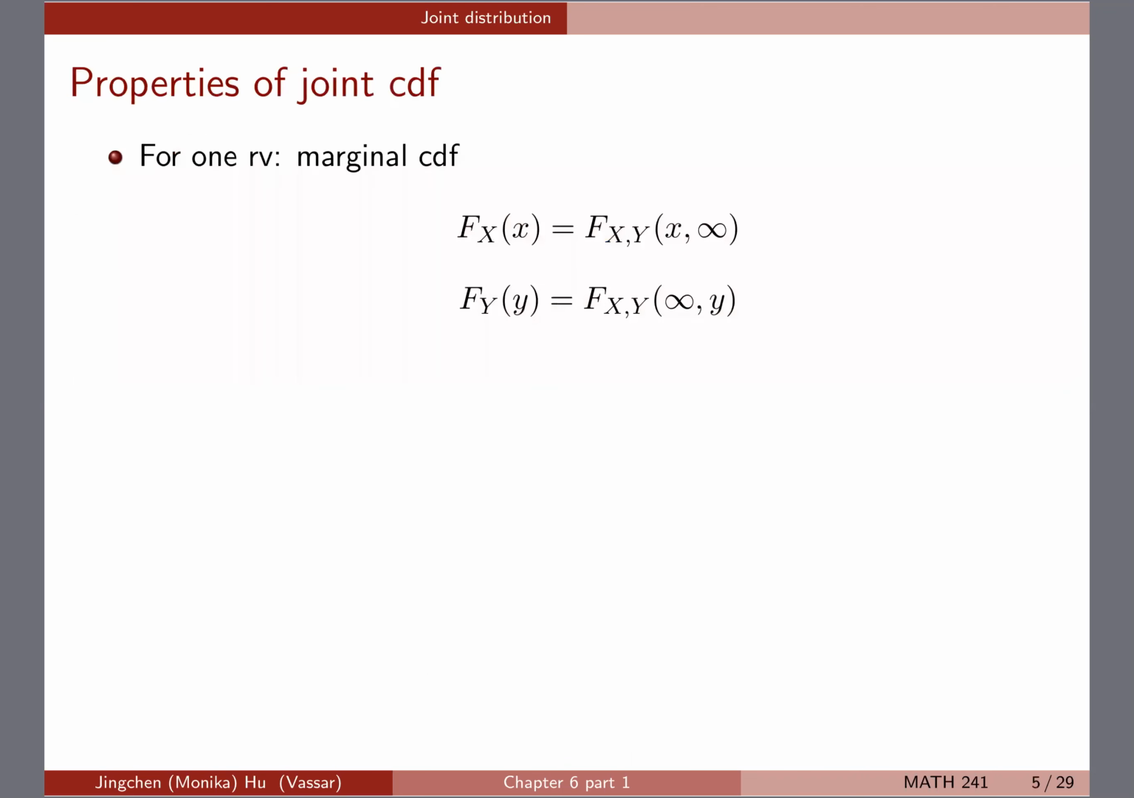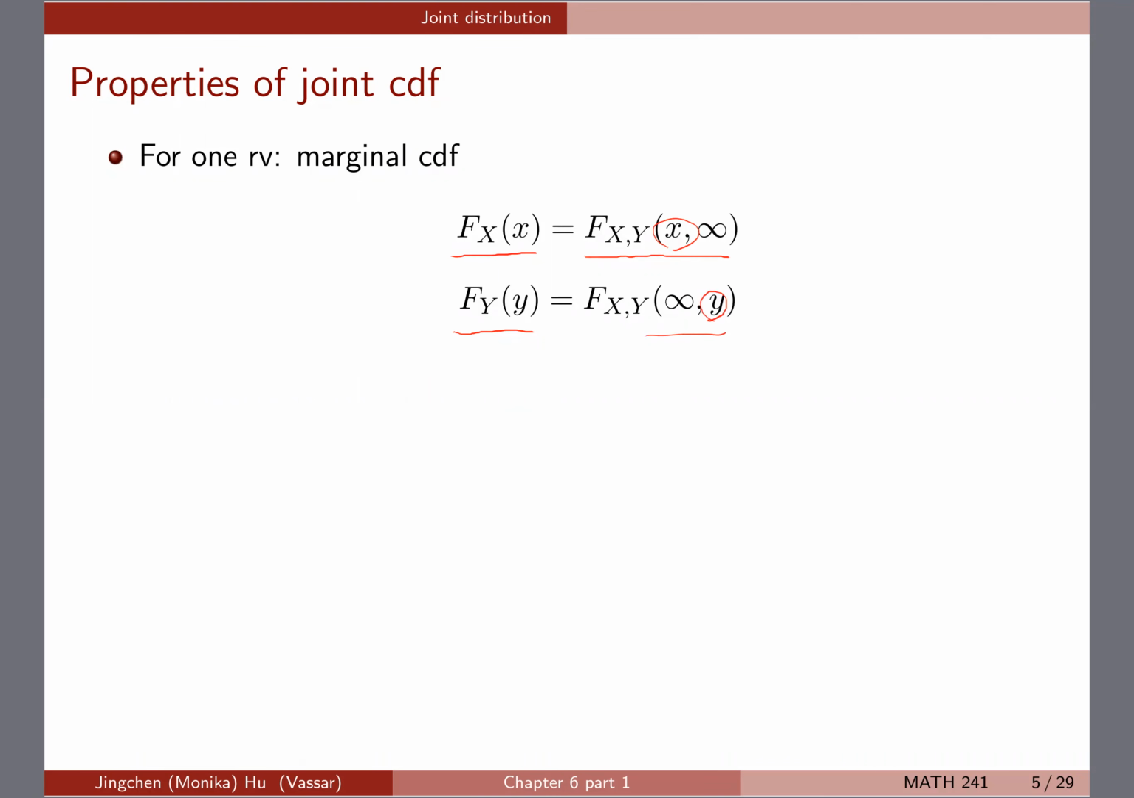There are a few important properties. From the joint CDF, if you want to only look at one of the variables, and that's what we mean by marginal. So if you want to get the marginal CDF, say for F_X, you can consider all the possible values of y. So you only focus on x over here. For the marginal CDF of Y, you consider all possible values of x and only focus on y over here.